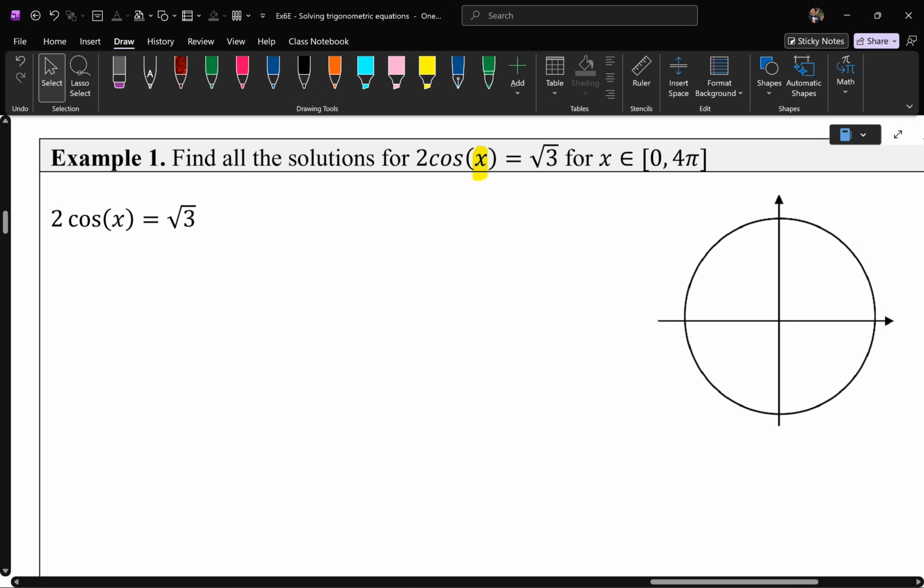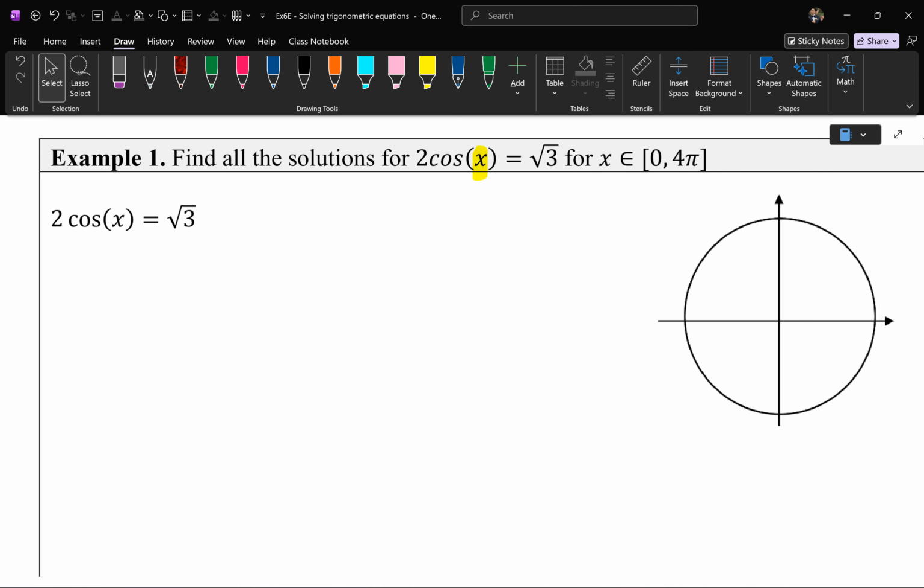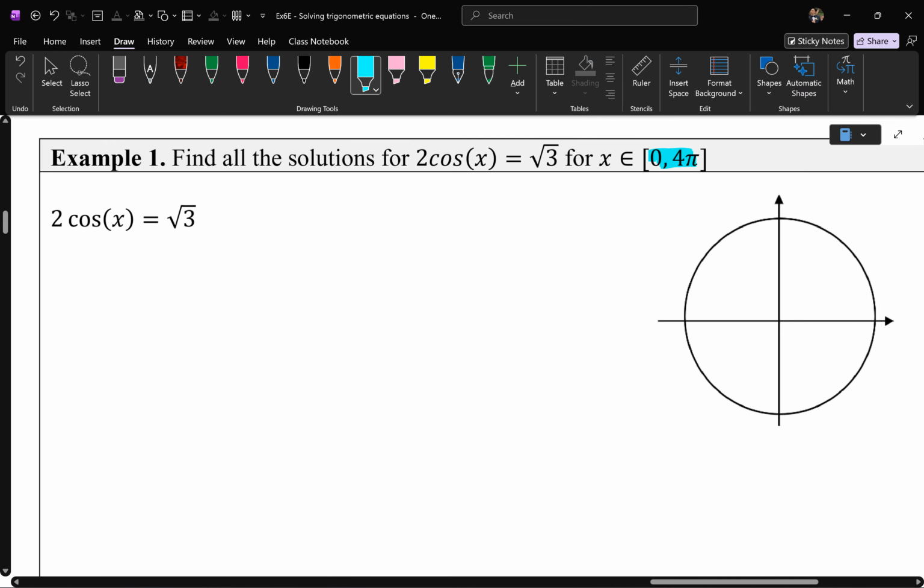Example 1. Find all the solutions for 2 cos of x equals root 3. So here we go. Let's do it again. Same thing. We know the domain is 0 to 4 pi. Remember, I don't care about that for now. I just find the first 2 solutions. Okay, so here we go.